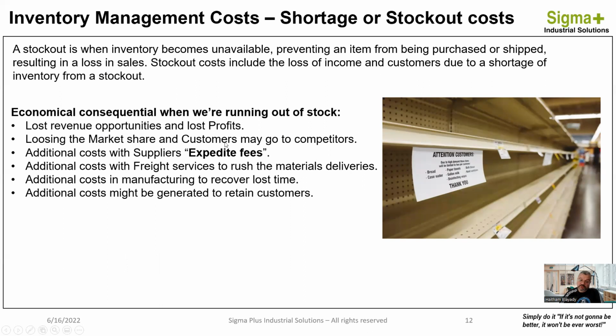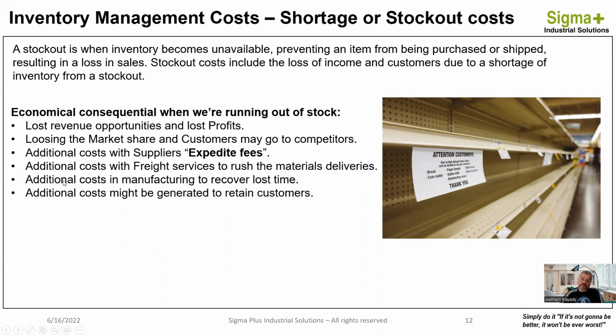Losing the market share, and the customers might go to the competitors because you were not able to deliver on time. Additional cost with the suppliers, which is known to be the expedite fees, and the expedite fees represent the cost of express deliveries, for example, like DHL or any delivery that could be considered as express delivery to speed up the delivery and try to recover the situation and catch back the on-time plan.